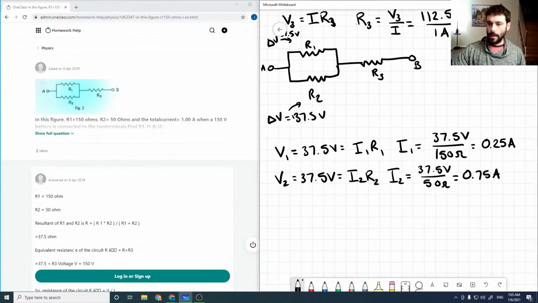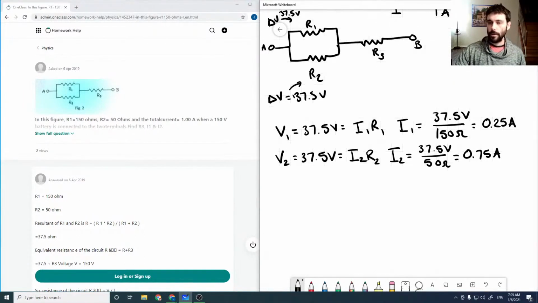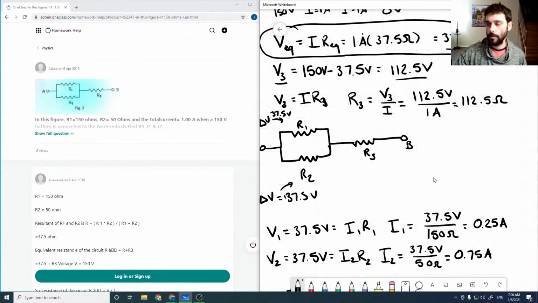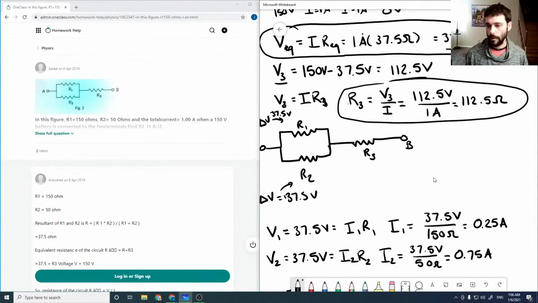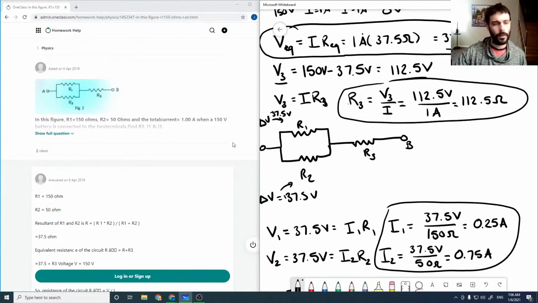The nice thing here is that our total current from our split, so I1 plus I2, should equal our total current, which is 1 amp. And if you look, if we sum it up, they do. So that means we didn't make a mistake. And there's everything that the question asked us to compute. Okay, so R3 is 112.5 ohms. And then I1 and I2 are their respective values.